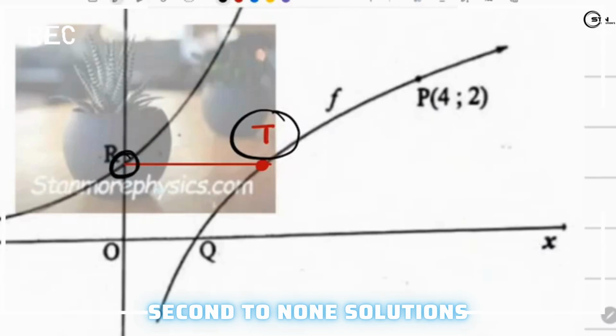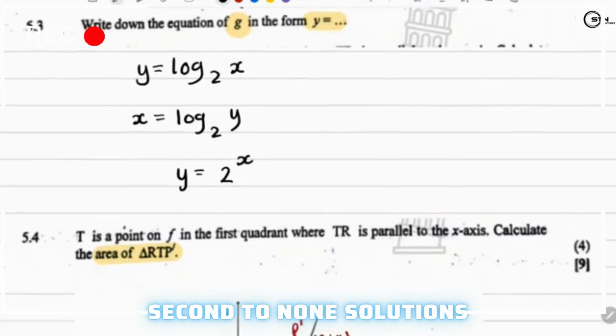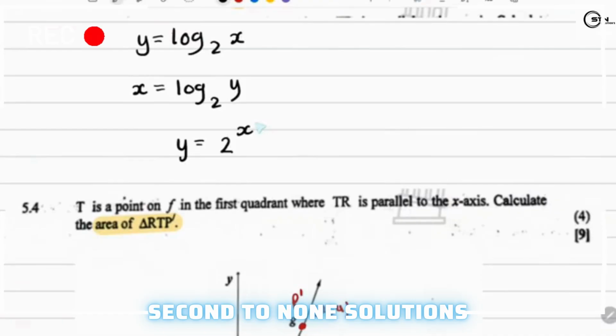Because whatever number is here, that y value is also going to be the y value of your coordinate T. So the first thing would be, let's find R. Now in this case, R is easy to find because your equation is just y is equal to 2 to the power of x. Nothing has been added here. It's not plus 3 or anything. It hasn't been shifted to the left or right.